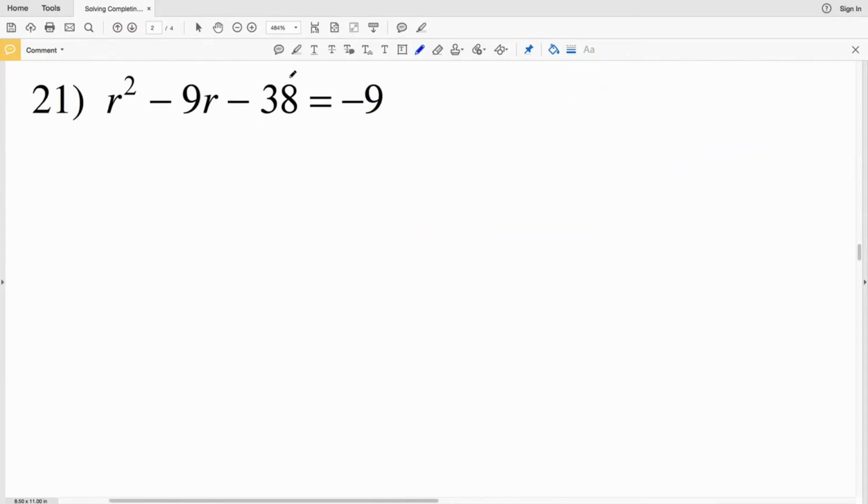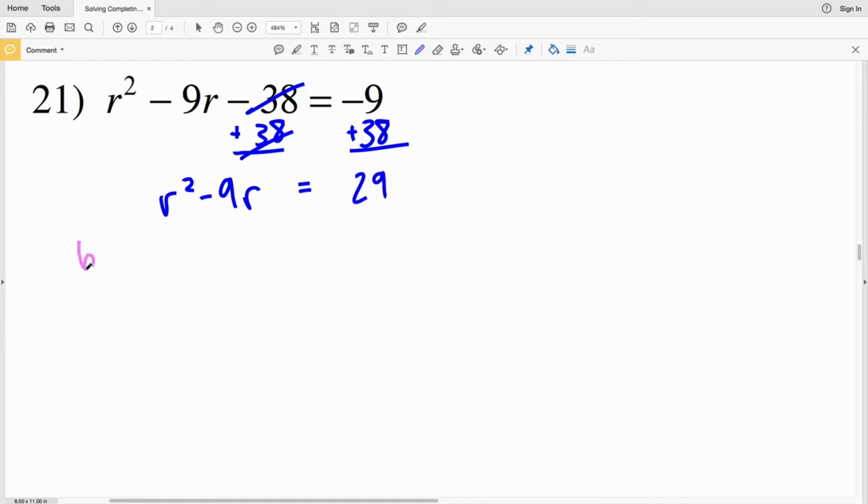In number 21, I know I'm not going to need to divide. However, I need to move that constant to the other side of my equation, and I'll do so by adding 38. So I'll have r squared minus 9r equal to negative 9 plus 38, which is a positive 29. Now I'm going to need to complete the square on my left-hand side. So my b value is negative 9, so my c value will equal negative 9 over 2 squared. Negative 9 divided by 2 is a negative 4.5, and when I square that, I'll get 20.25.